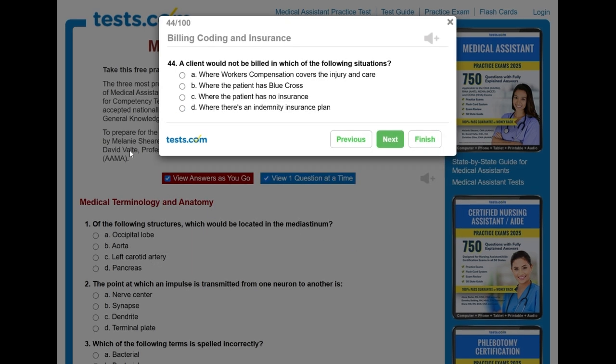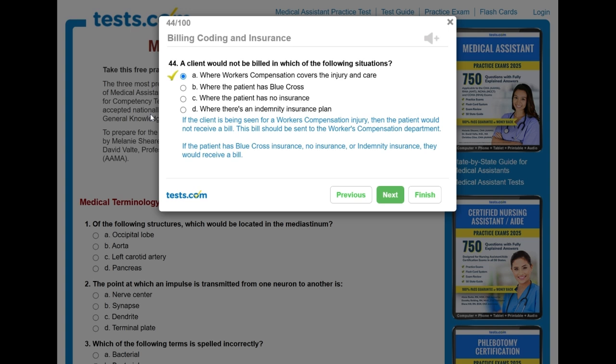Question 44. A client would not be billed in which of the following situations? A. Where workers' compensation covers the injury and care. B. Where the patient has Blue Cross. C. Where the patient has no insurance. D. Where there's an indemnity insurance plan.